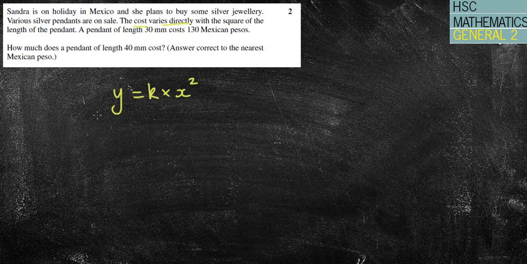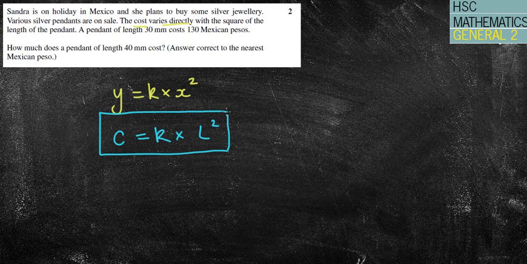Okay, so let's put some values in for y and x. So the cost varies directly with the square of the length, so L squared. So I've come up now with my version. Now there's no A, B, C and D, so I'm going to need to find K and find an equation. So it says how much does a pendant of length 40 millimeters cost? Well, it says a pendant with length of 30 costs 130 pesos. So I'm going to put 130 equals K times 30 squared.